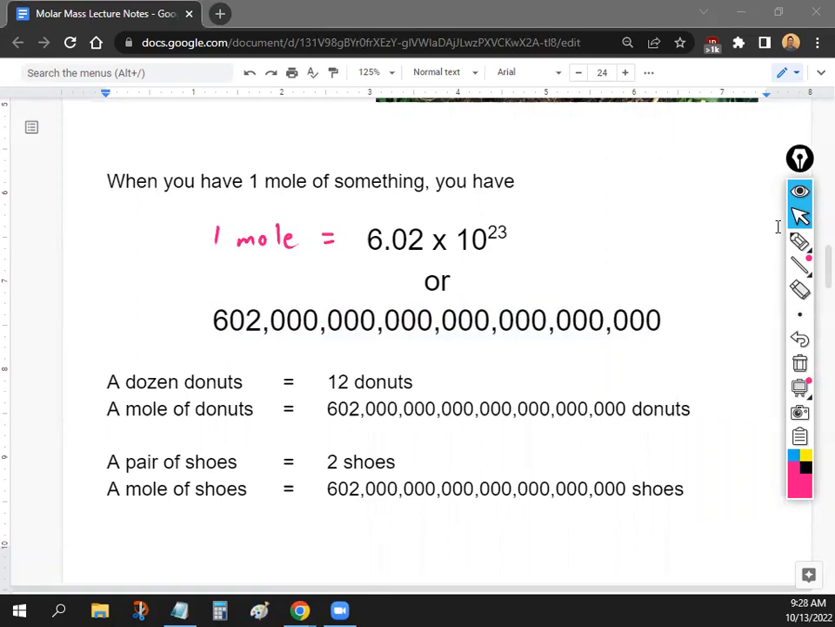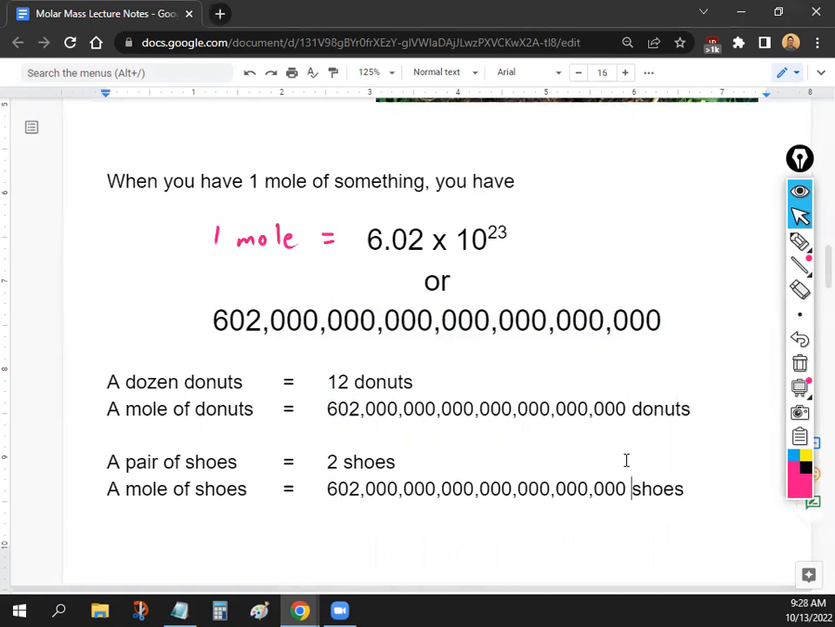Okay, so like we said, when you have 1 mole of something, you have this much of something. So just to compare it to our other units of measurement, if you got a dozen donuts, you got 12 donuts. If you have a mole of donuts, you have this many donuts. If you have a pair of shoes, you got 2 shoes. If you got a mole of shoes, you have this many shoes. Okay, so it's just a way of counting a lot of things at one time.